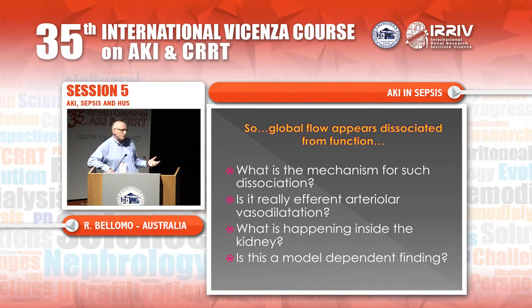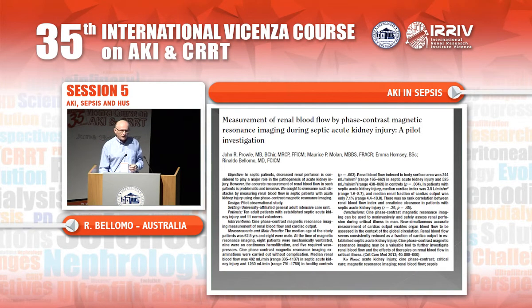We've got an experimental model of gram-negative sepsis, and they're all showing that there is hyperemia, but the increased blood flow is dissociated from function. So flow goes up and function goes down. So what the hell's going on? We've talked about the efferent arteriole. Is it all efferent arteriolar vasodilatation? Is this the only explanation for this? Is this a model-dependent finding? What else can we do to try and understand this a little bit more?